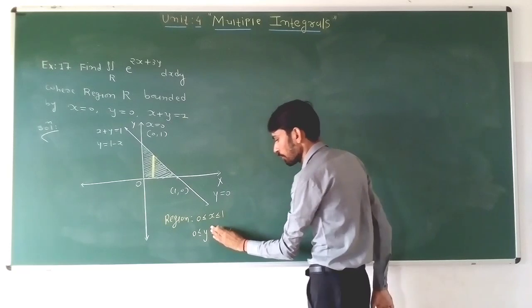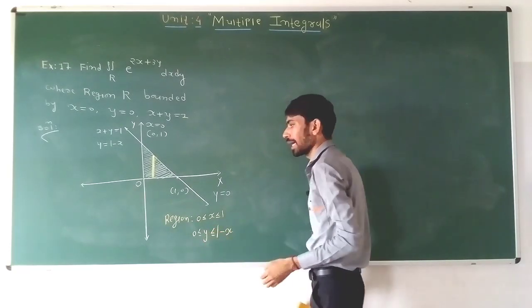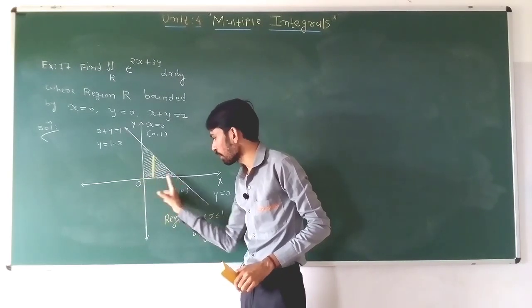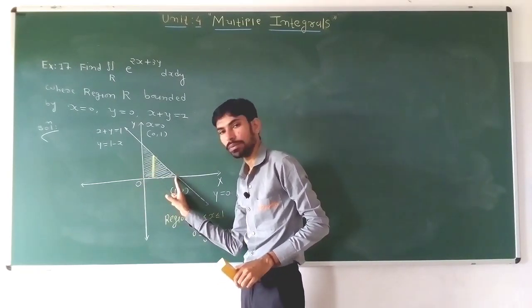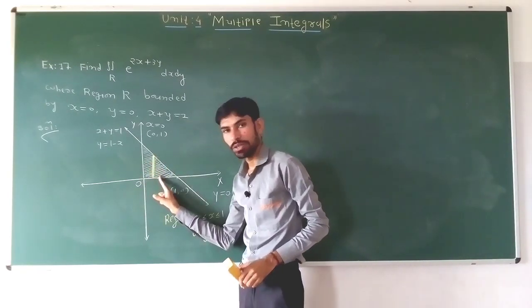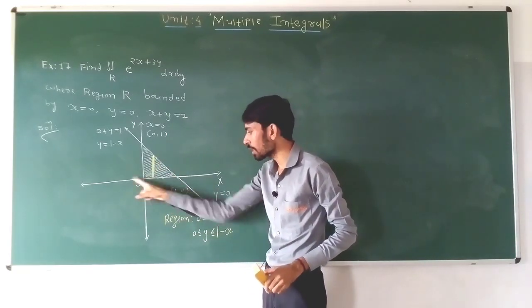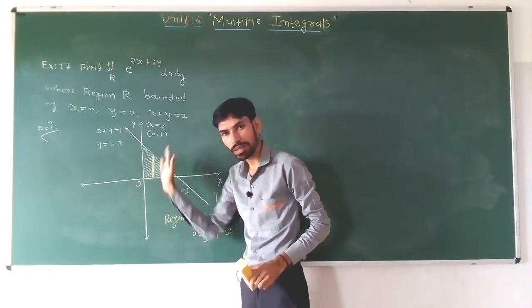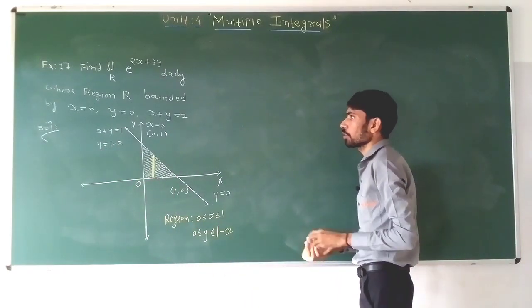So this is the limit of y. I repeat one more time. This vertical strip covers the region on the x-axis from 0 to 1. Now to find the y limit. So this vertical line touches the below axis y is equal to 0 and above axis is y is equal to 1 minus x. Now we solve this integration.